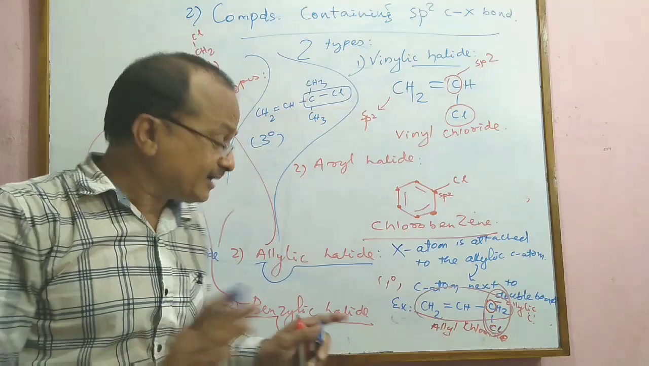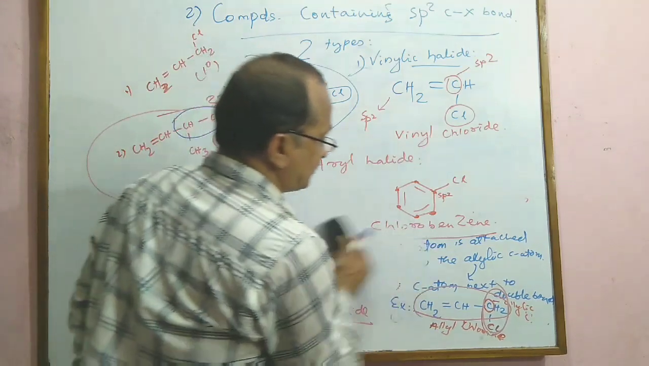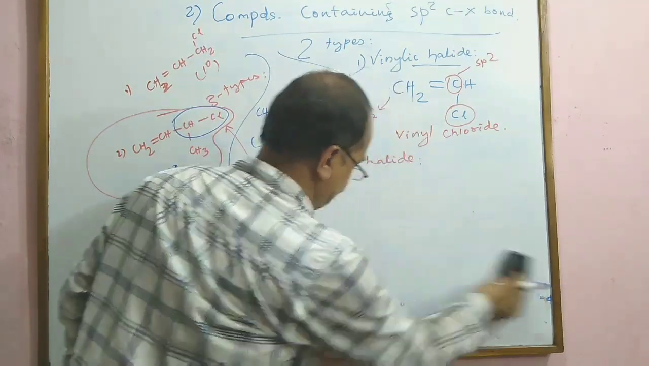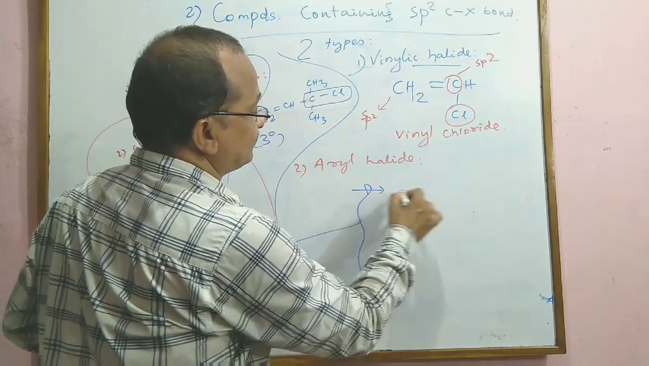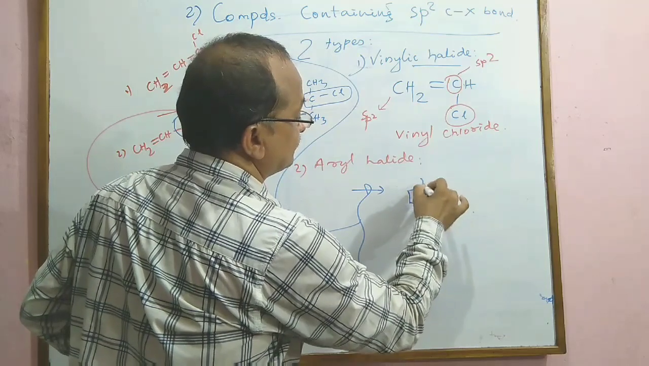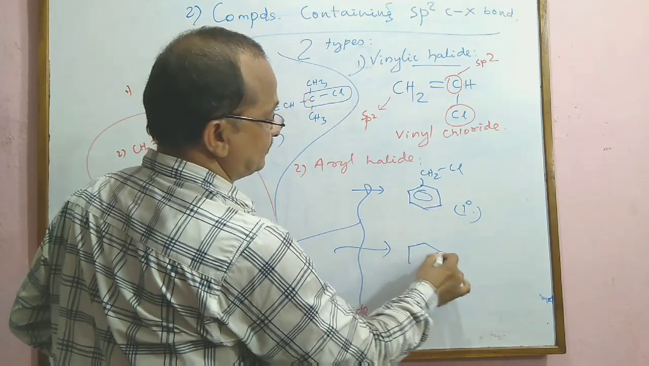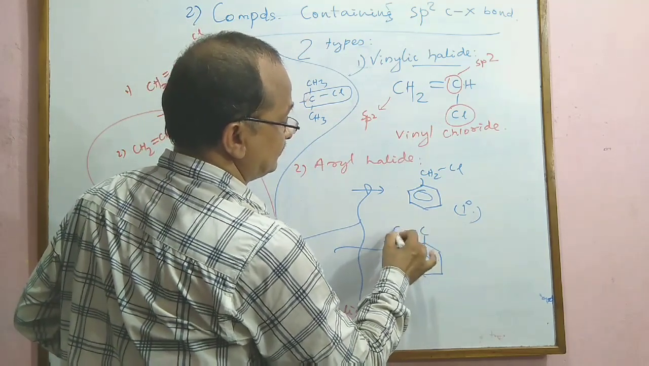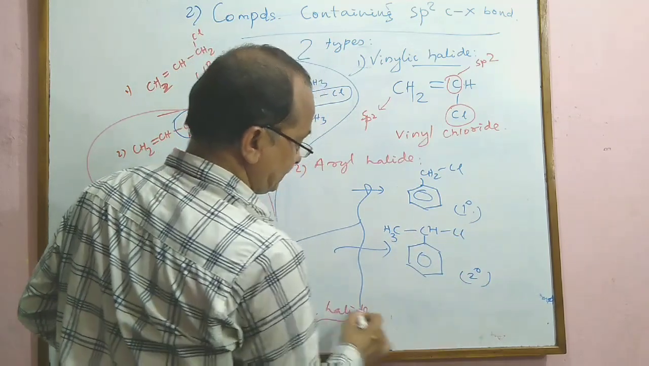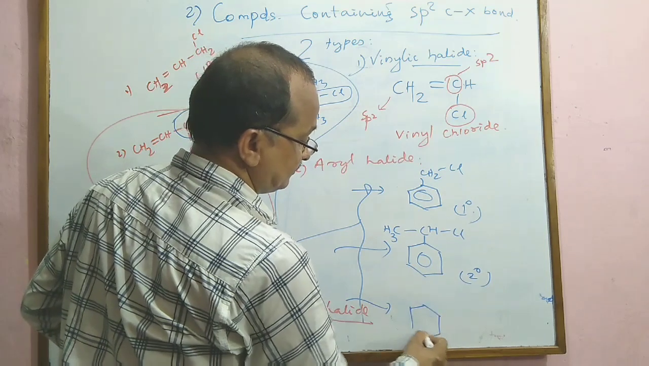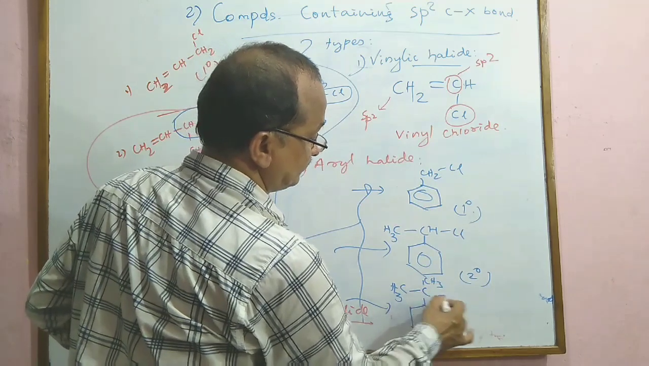Similarly, benzylic halide is also of three types. For example, benzylic halides are of three types. Number one, this is 1 degree benzylic halide. This is 2 degree benzyl halide. And this is 3 degree benzyl halide.